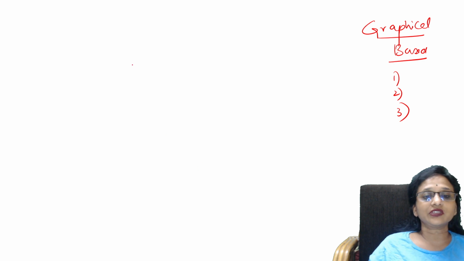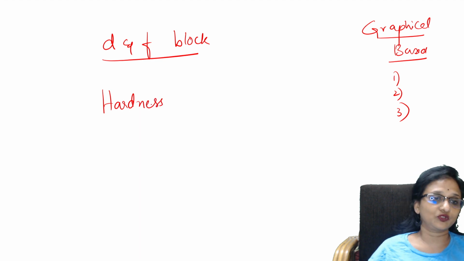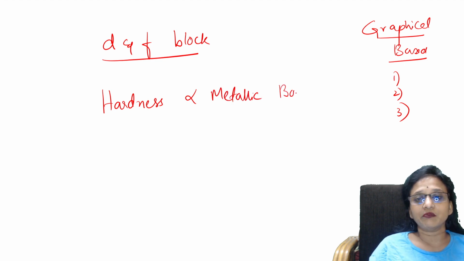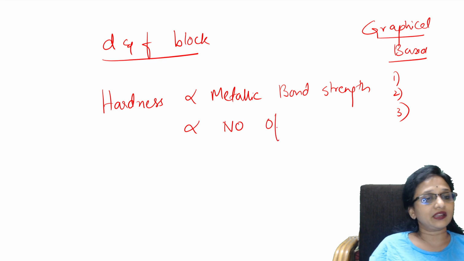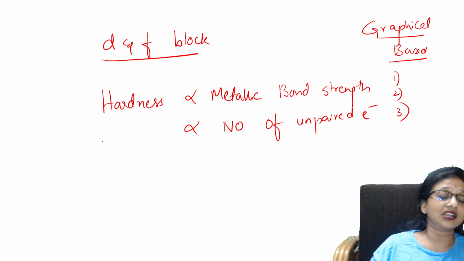The first important thing, students, among your D block elements: if they ask you about hardness, remember, hardness is directly proportional to the metallic bond strength. Metallic bond strength is directly dependent upon the number of unpaired electrons. If the number of unpaired electrons increases, your metallic strength increases, so your hardness also increases.